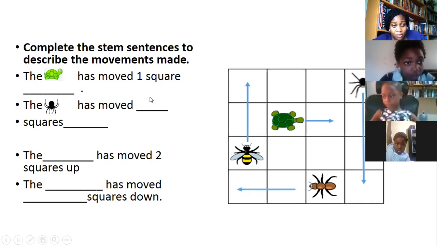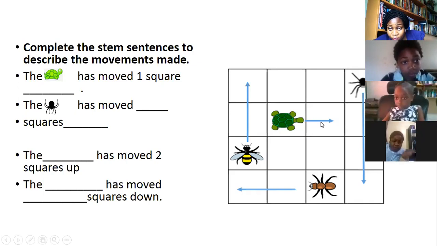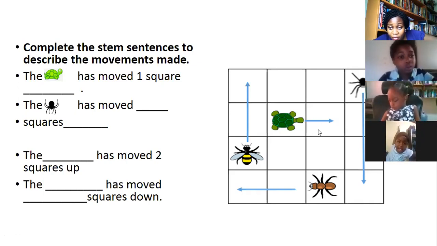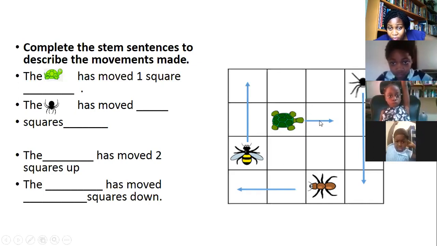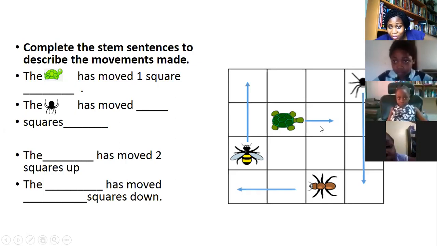So the turtle has moved 1 square. Look at the direction of the arrow. It's not clockwise. The turtle is not turning to the right. Look at the direction of the arrow. Which way is the turtle going? Forward. So the turtle has moved 1 square forward. Is that okay?